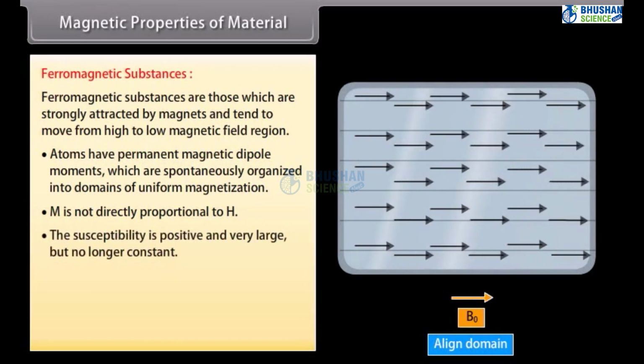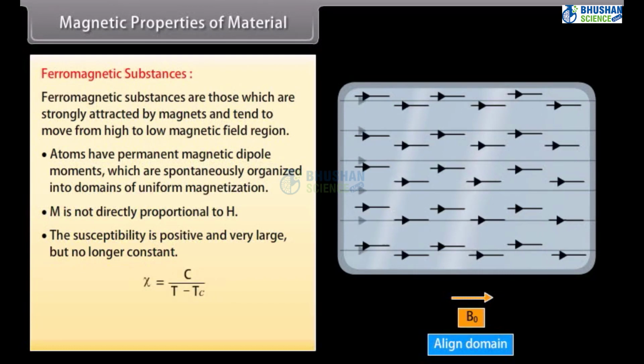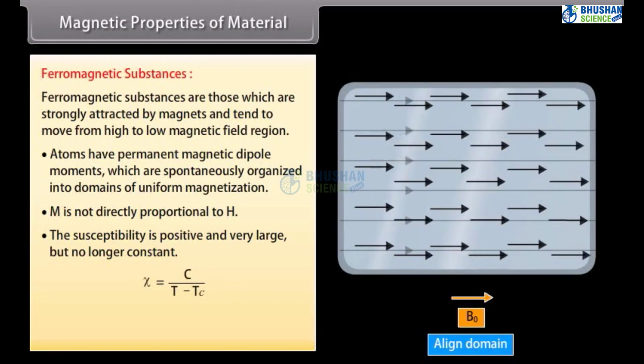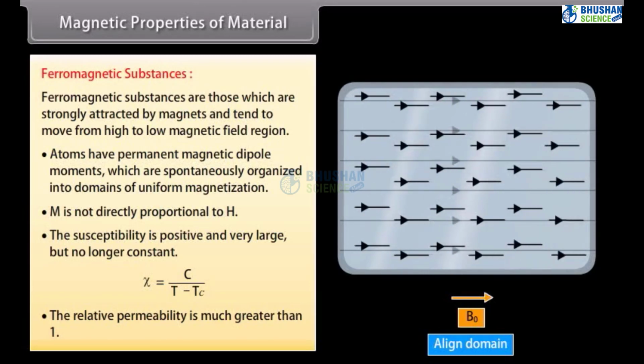The susceptibility is positive and very large, but no longer constant. Xi is equal to C upon T minus Tc. The relative permeability is much greater than 1.